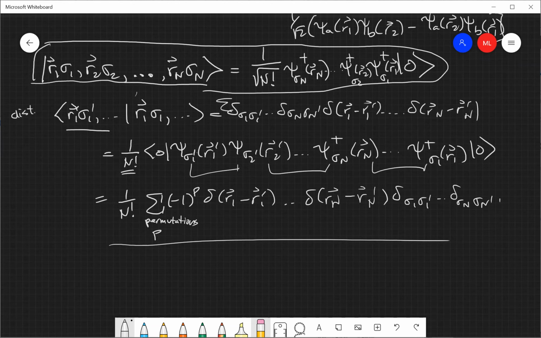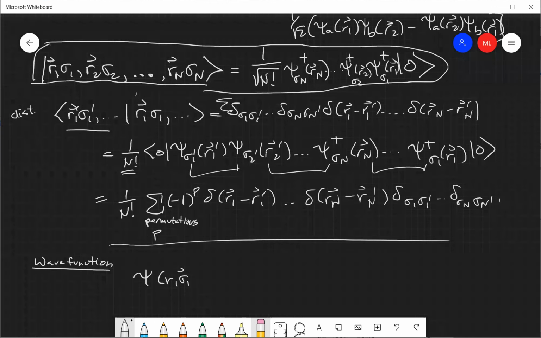So what is the wave function? The wave function is just the position representation of the state. The wave function psi of R1 sigma 1, R2 sigma 2 is just the inner product between this position basis and whatever your actual state is, your multiparticle state of n particles.